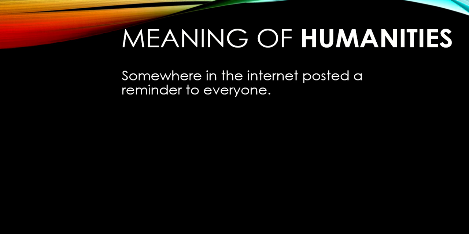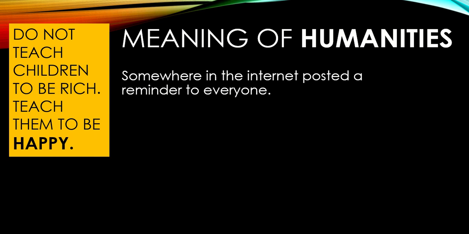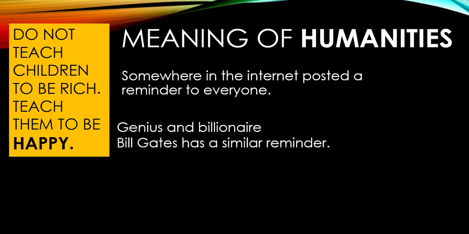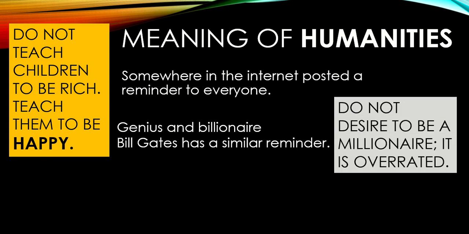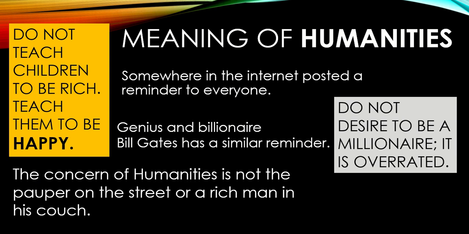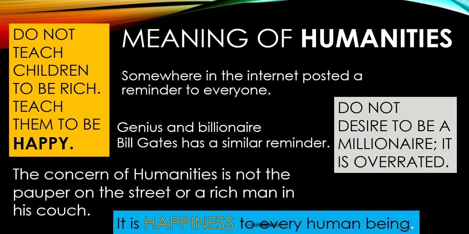So, what is the meaning of humanities? Somewhere on the internet, someone posted a reminder to everyone. The poster said, do not teach children to be rich. Teach them to be happy. With this reminder, genius and billionaire Bill Gates has a similar reminder. According to him, do not desire to be a millionaire. It is overrated. The concern of humanities is not the pauper on the street or the rich man on his couch. It is happiness for every human being.